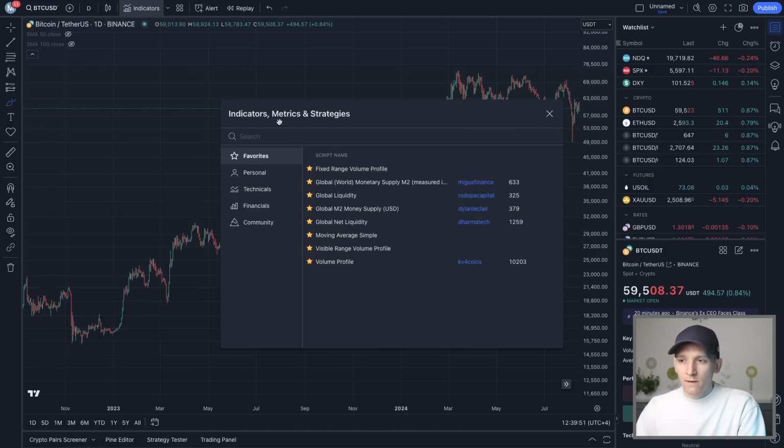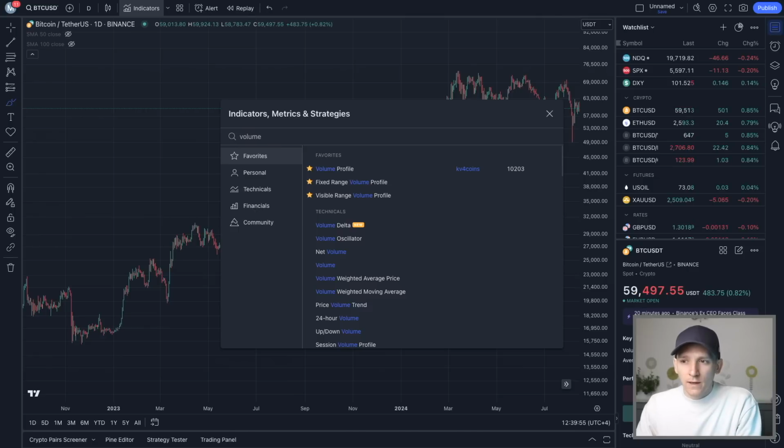So we're going to go to indicators and then just go volume profile. Like I said, TradingView is free, so go ahead and use it. I will link it below. The paid version gets you way more indicators, but you can use the free version. But again, I'm going to go to volume profile.